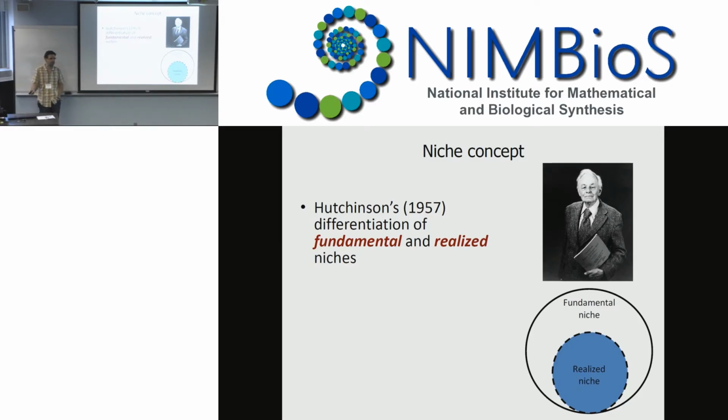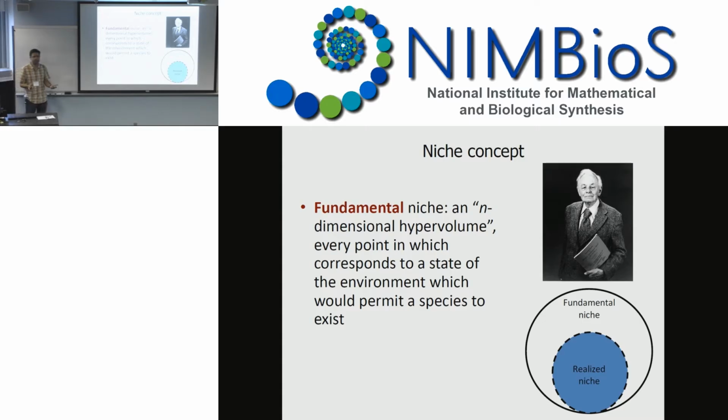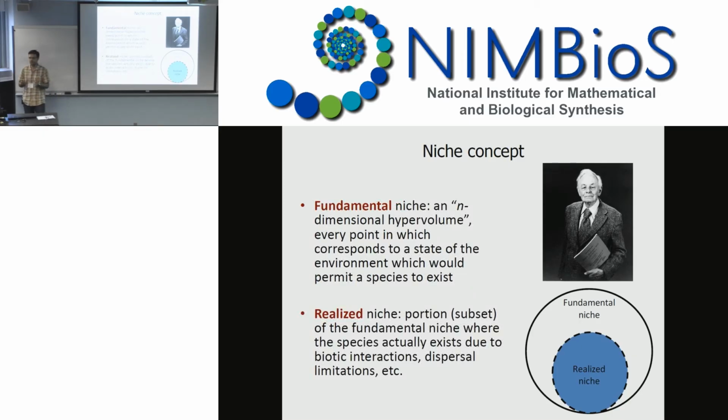People have written at length about different aspects of the niche, but I think the easiest way to think about this is in terms of Hutchinson's fundamental and realized niches. You probably remember that the fundamental niche is this n-dimensional hypervolume, where every point corresponds to an environment that would permit the species to exist. And the realized niche is the subset of that environment where the species actually exists due to interacting with other species, dispersal limitations, et cetera.